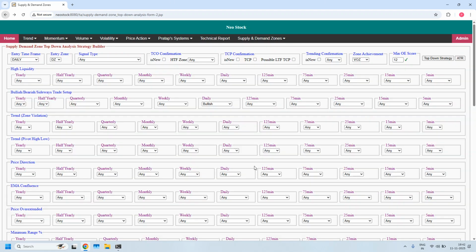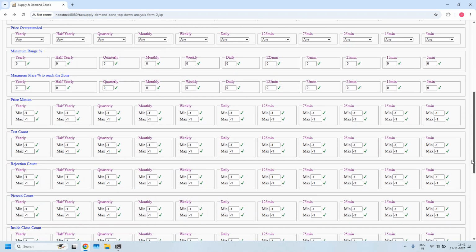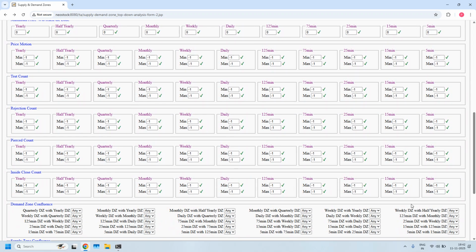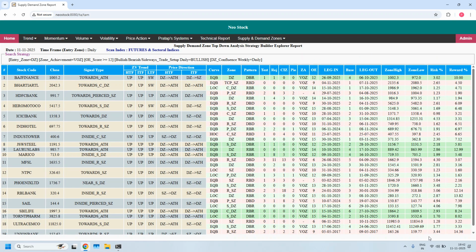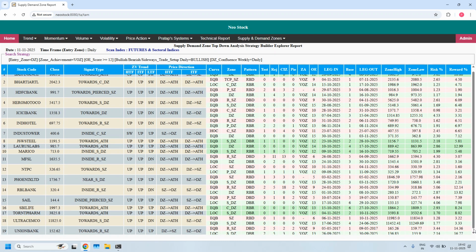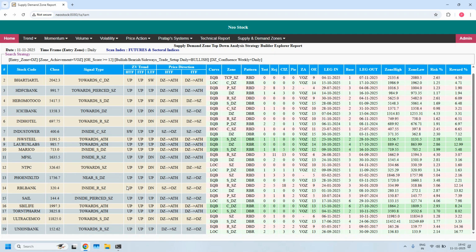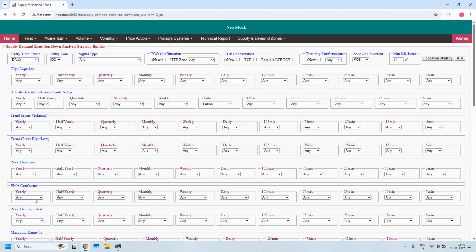First strategy, first step, LTF and ITF demand zone confluence, that is daily and weekly demand zone confluence. I am applying the filter. After applying the filter, we got 19 stocks. In all the 19 stocks, ITF trend, that is weekly trend, is uptrend because daily demand zone overlapped with weekly demand zone. So I am applying second filter in the first strategy.